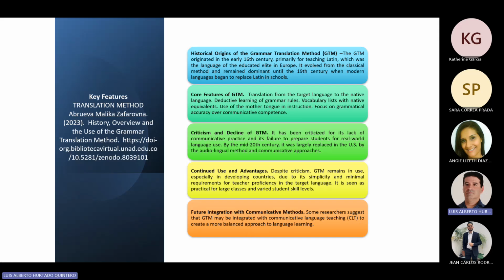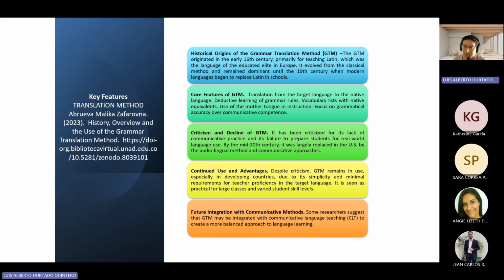The criticism and decline of GTM. This method has been criticized for its lack of communicative practice and its failure to prepare students for real-world language use. By the mid-20th century, it was largely replaced in the US by the audiolingual method and communicative approaches.